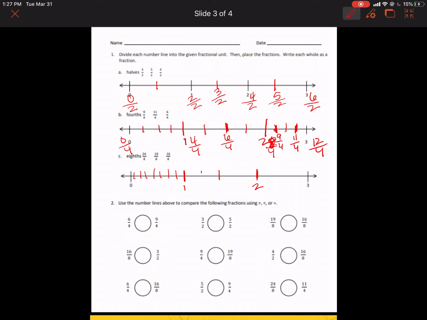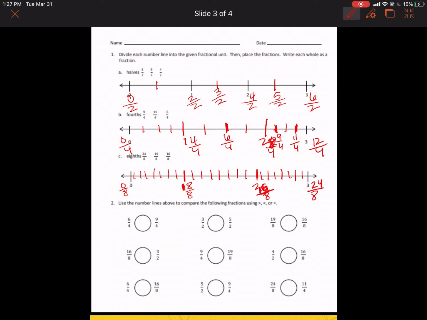Try this one. 1, 2, 3, 4, 5, 6, 7, 8, and then this last one. 1, 2, 3, 4, 5, 6, 7, 8. Okay, now I need to label my wholes. Got 0 eighths by the 0, 8 eighths by the 1, 16 eighths by the number 2, and I've got 24 eighths by the number 3.